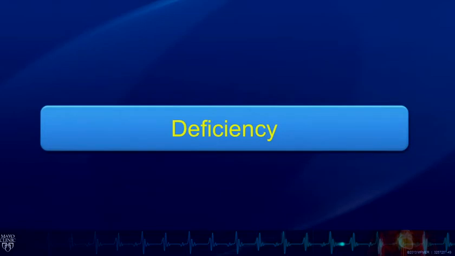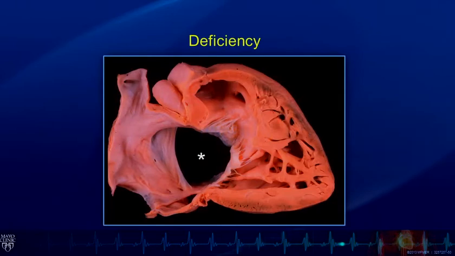Now, deficiency of the atrioventricular septum can also occur, and the characteristic example of this is the common atrioventricular septal defect. Here in this pathology image, we're looking at the heart from the right side. Right ventricle on the right side of the screen, right atrium on the left side of the screen, and the asterisk demonstrates a large common atrioventricular septal defect. So both ASD and VSD together in this abnormality.